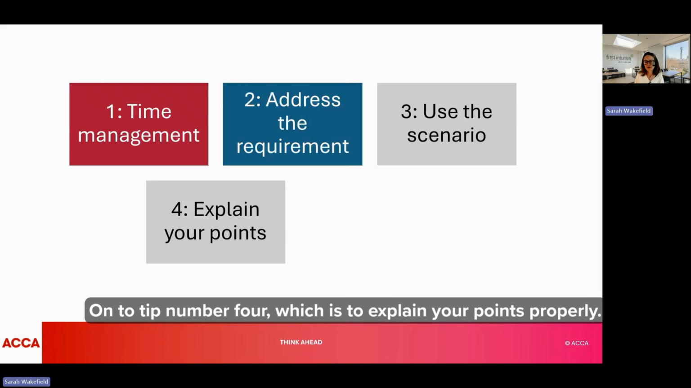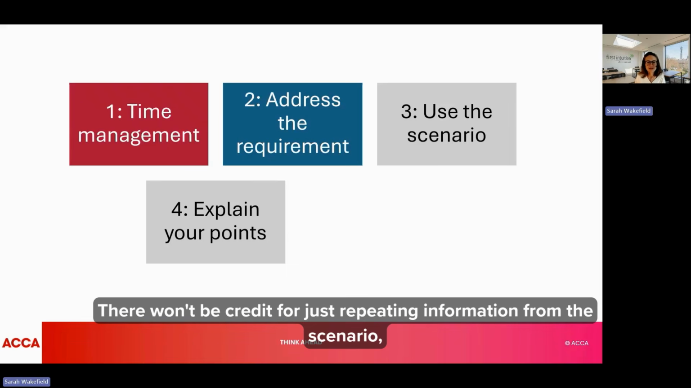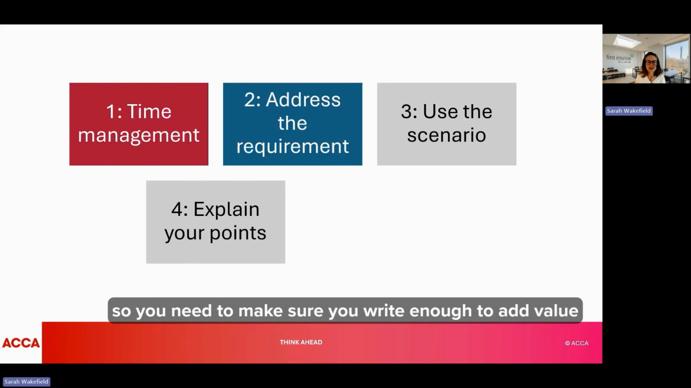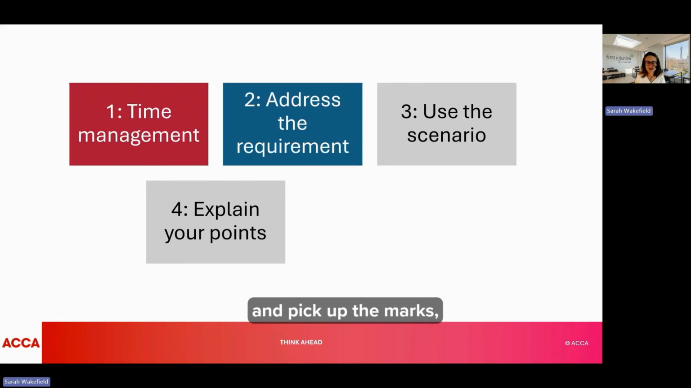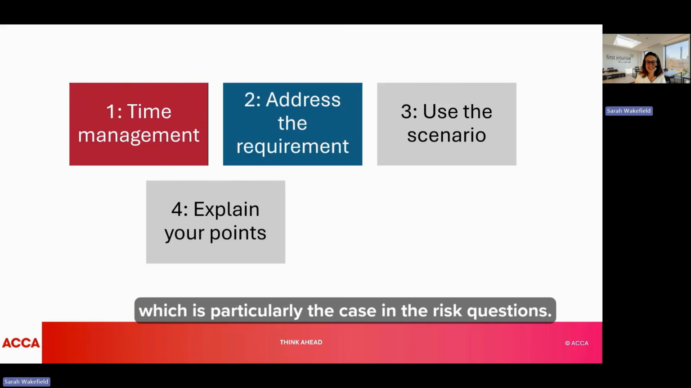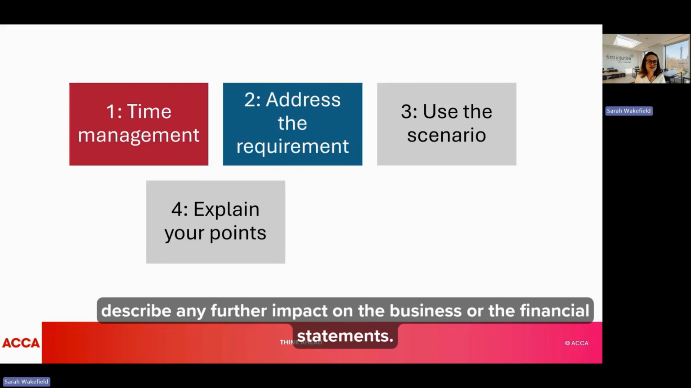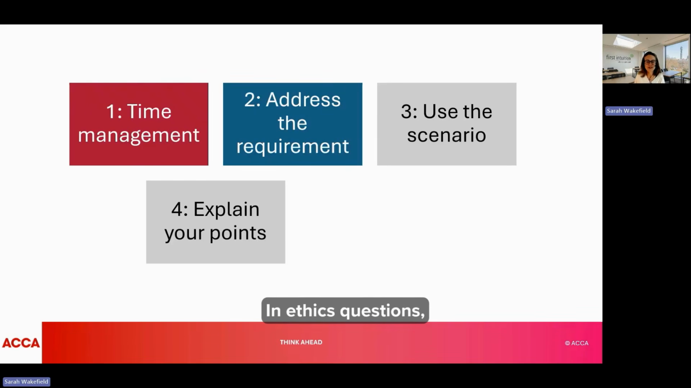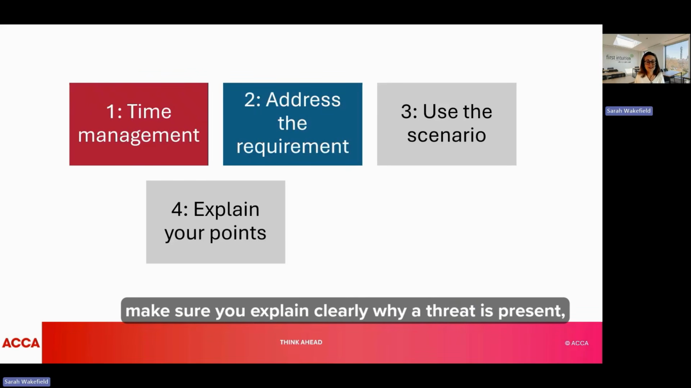On to tip number 4, which is to explain your points properly. There won't be credit for just repeating information from the scenario, so you need to make sure you write enough to add value and pick up the marks, which is particularly the case in the risk questions. Think about if you could write one more sentence to describe any further impact on the business or the financial statements.